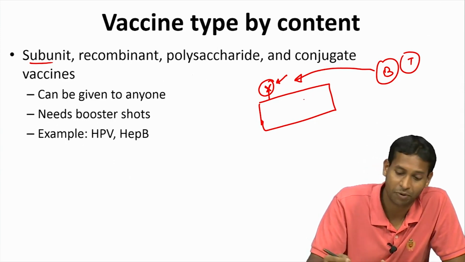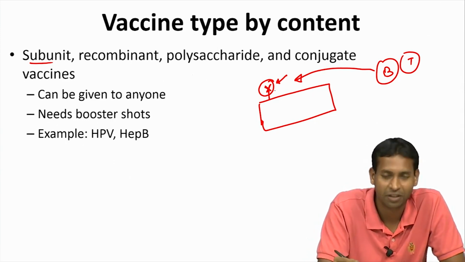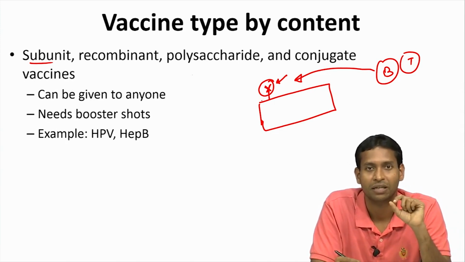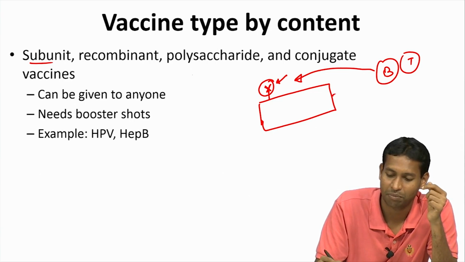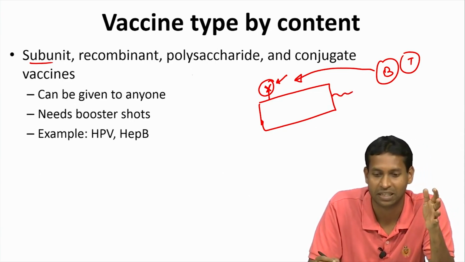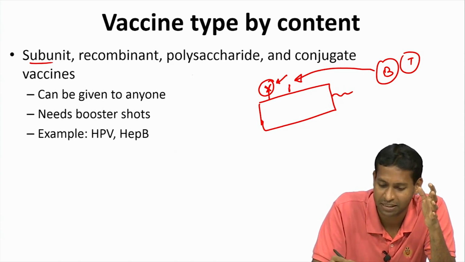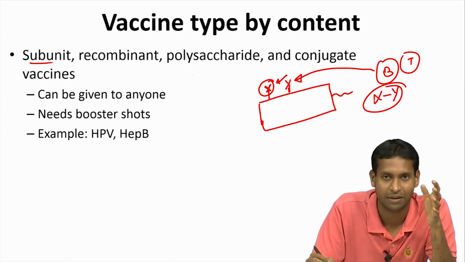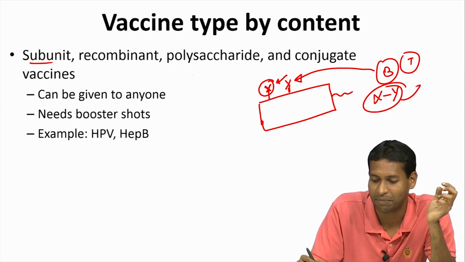Another could be a subunit. Maybe you do not even want the whole protein X, maybe there is a small segment of protein X that you can work with. Or instead of protein, maybe it is some polysaccharide on the surface, some sugar moiety, or some conjugate vaccine. Maybe there are two proteins, X and Y, and you just want to combine X and Y using some protein engineering and then inject it back in the body.